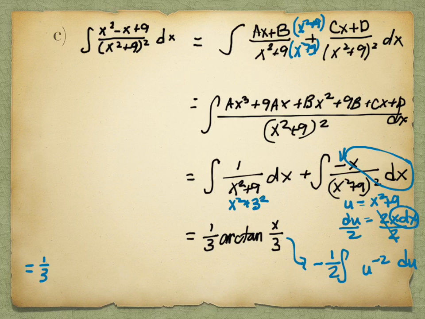I've got 1/3 arctangent of x over 3, and I've got minus 1/2. What's the antiderivative of u to the negative 2? We've already done this one today. U to the negative 1 over negative 1, and u is x squared plus 9, right? So I've got, well, let me write it. U to the negative 1 over negative 1, and my plus c. I'm going to have to go to another slide. It's okay. And it's just going to be a bright white one.